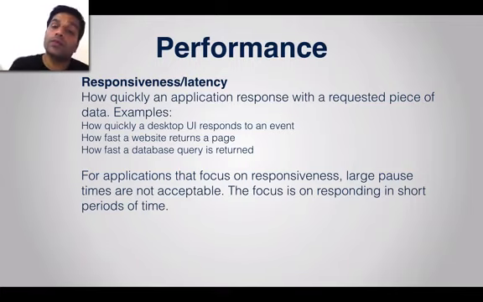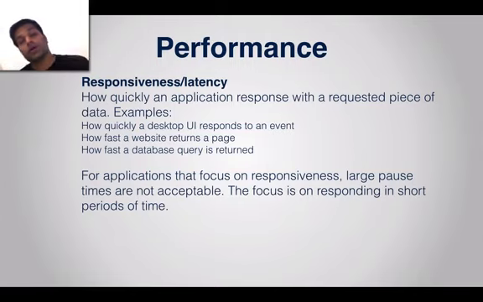In performance, we have to be aware of two terms. One is responsiveness or latency, and the second one is throughput. Responsiveness or latency is basically how quickly an application responds with a requested piece of information. For example, on a website, you request something from the site and you get back the result page. That request-response cycle is the responsiveness. How much time does it take? That is also known as the latency. For applications that need high responsiveness, like a UI application, it's not desirable to have long pauses for garbage collection. That will be a very bad user experience.